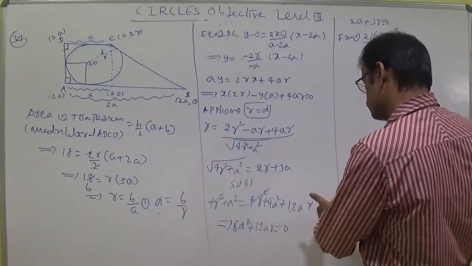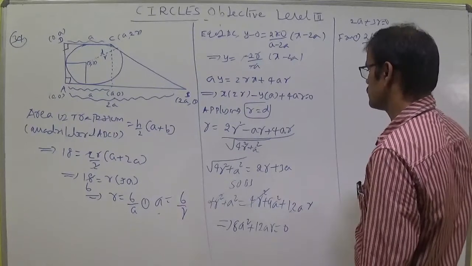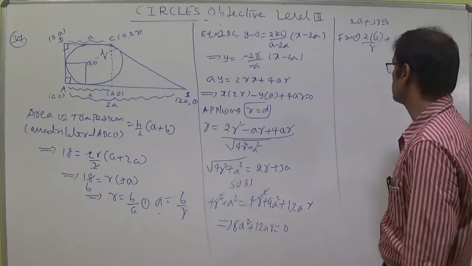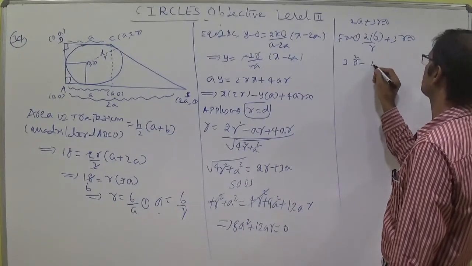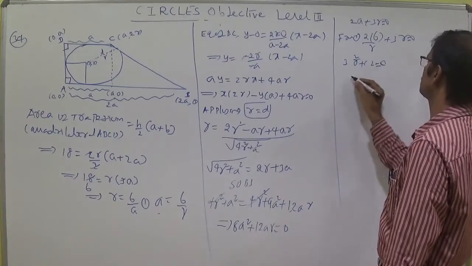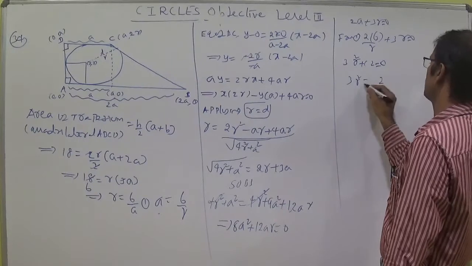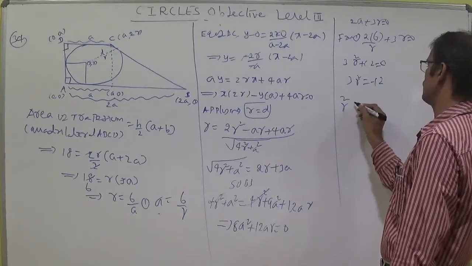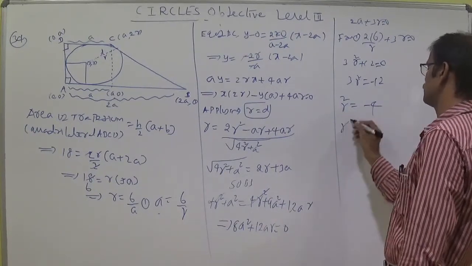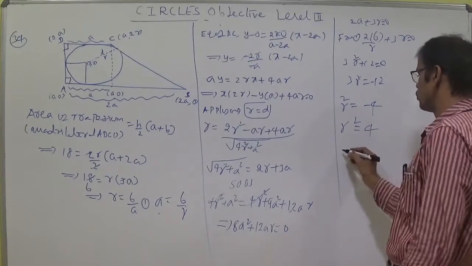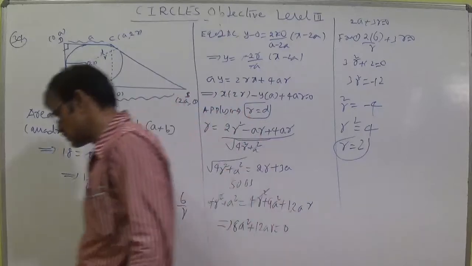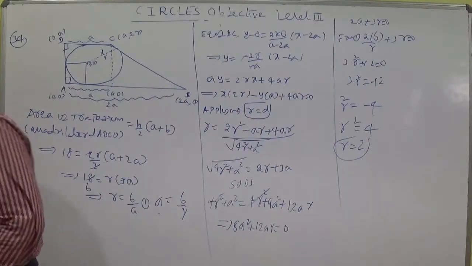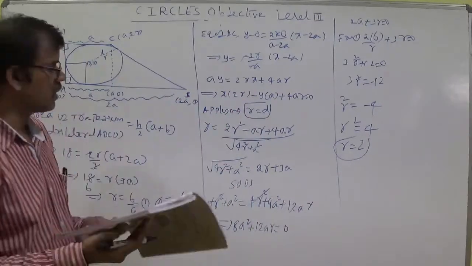8a square plus 12ar, here this is plus 3r. Now it became 3r square plus 12 equal to 0. 3r square is equal to minus 12. It is wrong. r square is equal to minus 4. r square is equal to 4 if you take modulus. r is equal to 2. Let us verify once. r is equal to 2 is the option, correct only, second option.